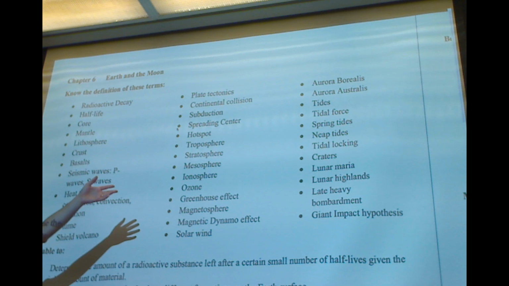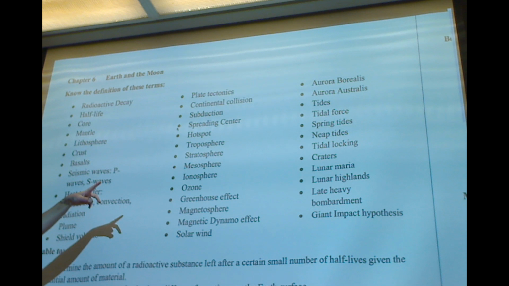Okay. And what's aurora australis? The same thing. The southern lights. So northern lights, southern lights. Tides. What are tides? What's a tide? High tide, low tide. What is it? The ocean and the seas, right, get pulled in and out.